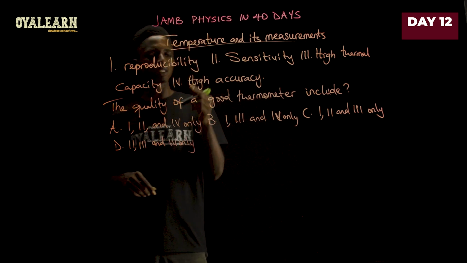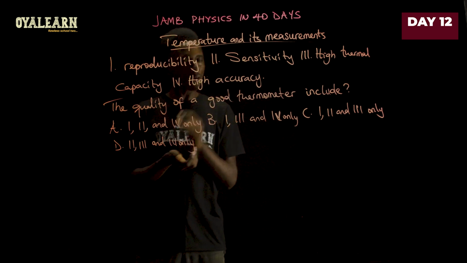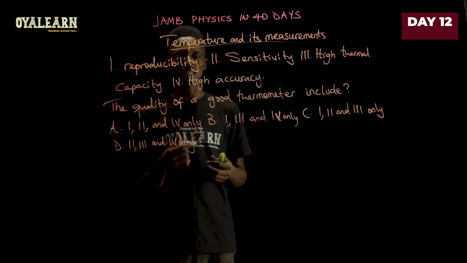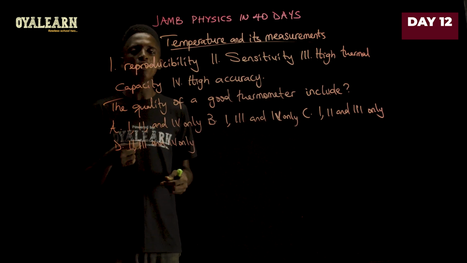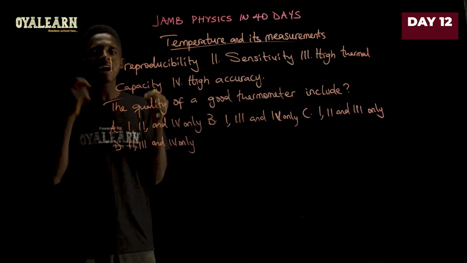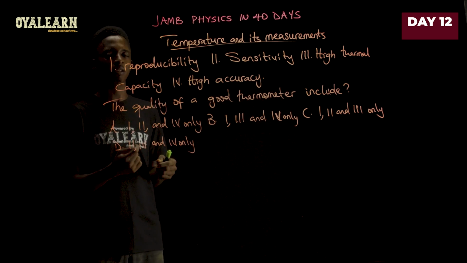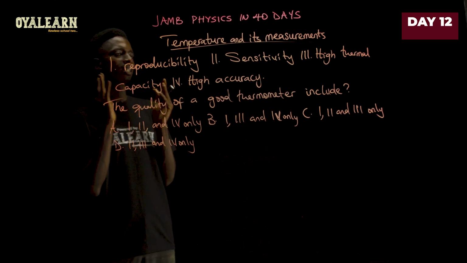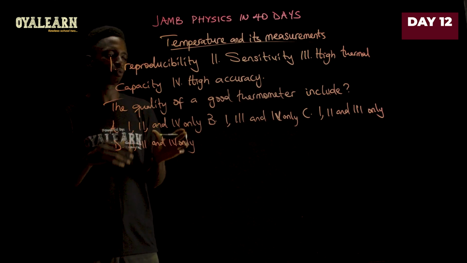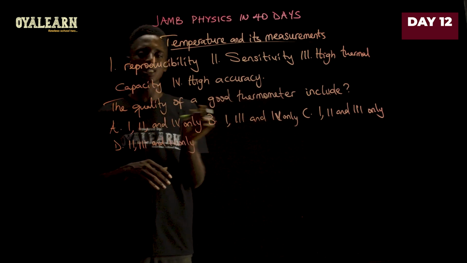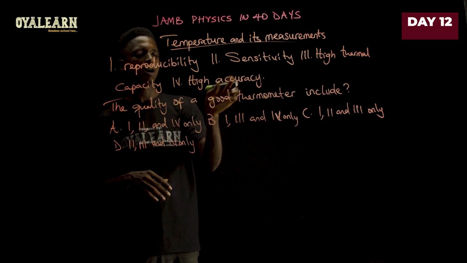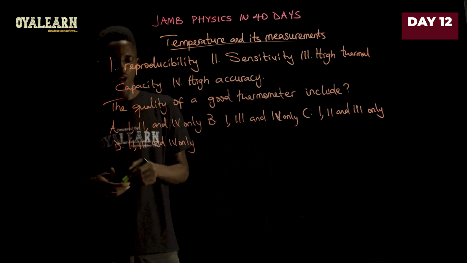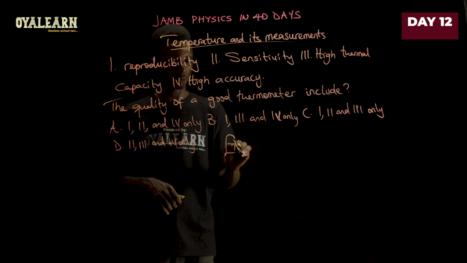And then the fourth one is high accuracy, and every instrument, not just a thermometer, is required to have high accuracy. That is, it should be able to give you a value that is very close, extremely close in fact, to the actual value. So the three qualities that we see here that would be for a good thermometer are 1, 2, and 4. And when we consider the options, that is option A. So we go with option A.